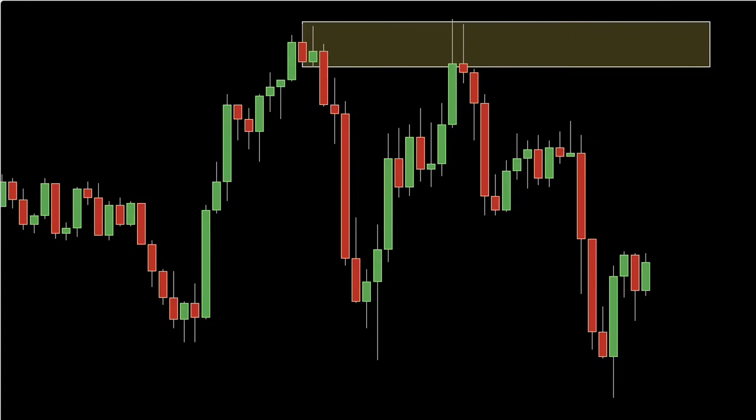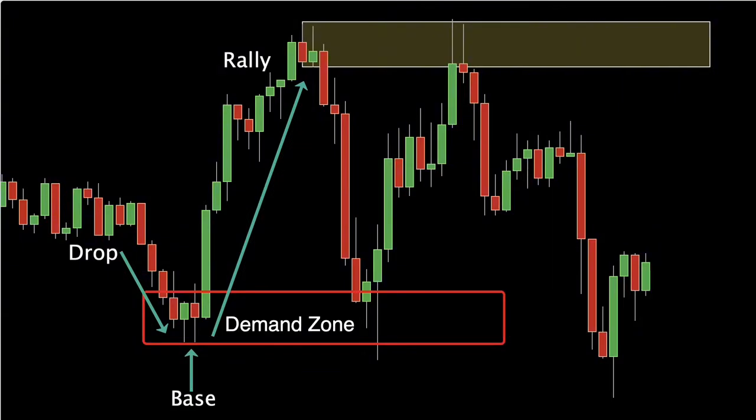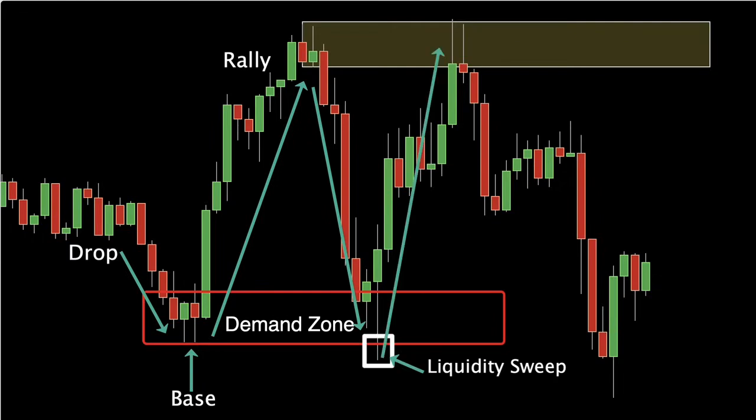In this same chart example, we can see the market creating both a drop-based rally and a rally-based drop, a perfect illustration of how smart money operates. First, the market forms a drop-based rally, creating a demand zone. As the market approaches this zone, it sweeps liquidity and then moves upwards. This is a classic smart money move, taking out retail traders before driving the price in their intended direction.